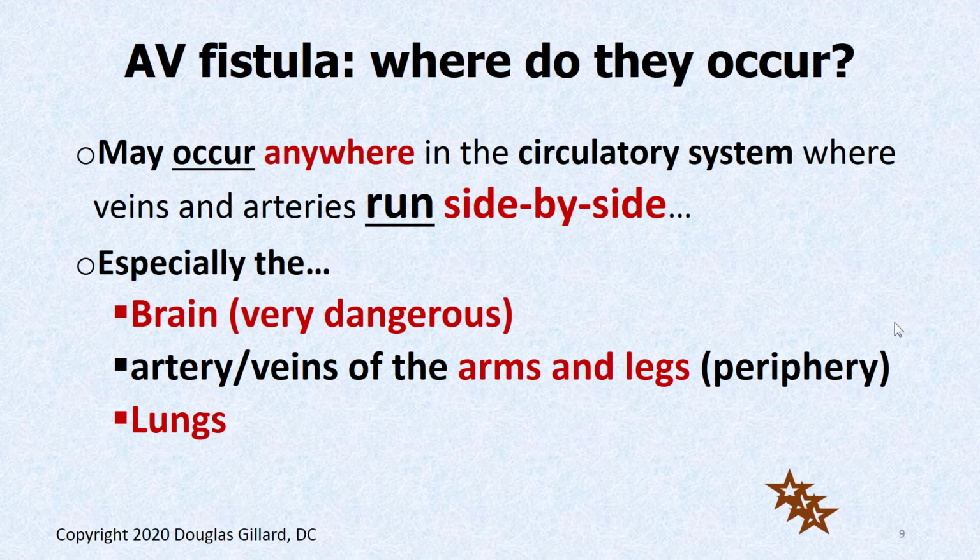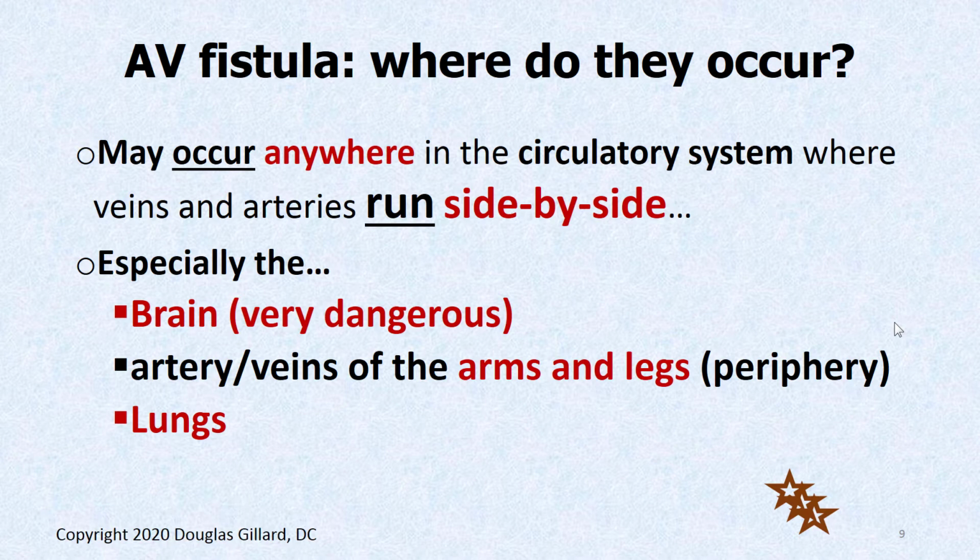Unfortunately, they like to occur in the CNS, including the brain and the spinal cord. Arms and legs, they can occur there. Remember the satellite veins? I don't know if they taught you that. I used to show my students those satellite veins that would run side-by-side with arteries. But yeah, anywhere side-by-side veins and arteries are, they can occur.